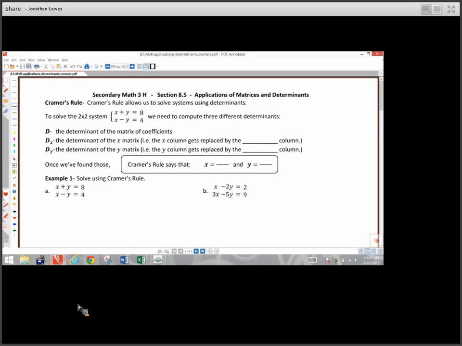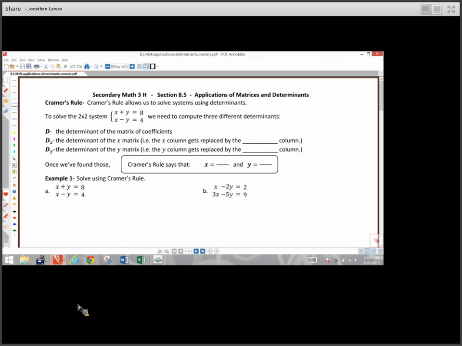Section 8.5 is on one application of determinants. We've already learned how to use matrices, row operations, augmented matrices, Gauss-Jordan elimination, all that sort of thing, to solve systems of equations using matrices. This is another really cool technique. You may like this better, you may not. It is kind of cool though.